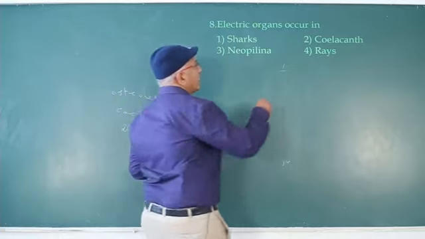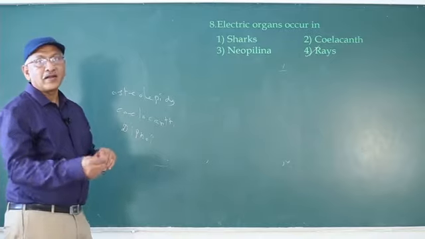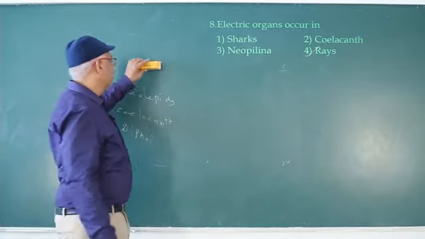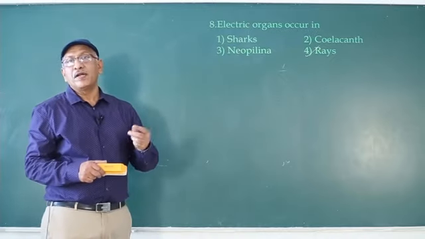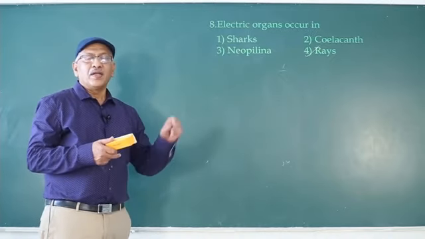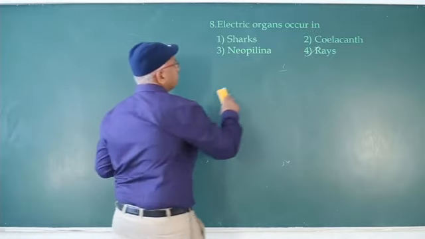So electric organs occur in some rays. Torpedo, the electric ray. In torpedo, dorsal muscle is modified into an electric organ. It generates enough electricity to paralyze the victim.